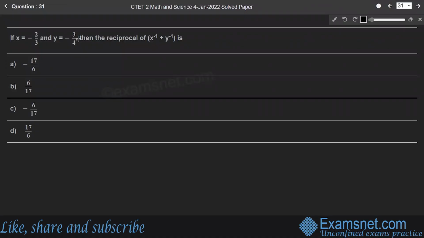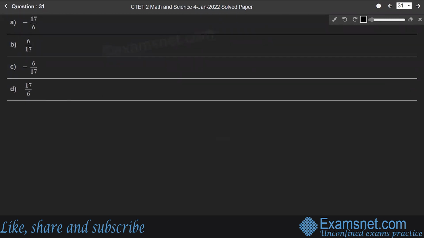Question number 31. If x is equal to minus 2 by 3, y is equal to minus 3 by 4, then the reciprocal of x to the power of minus 1 plus y to the power of minus 1 is. So we are finding the reciprocal of x raised to minus 1 plus y raised to minus 1. That is 1 by x raised to minus 1 plus y raised to minus 1.